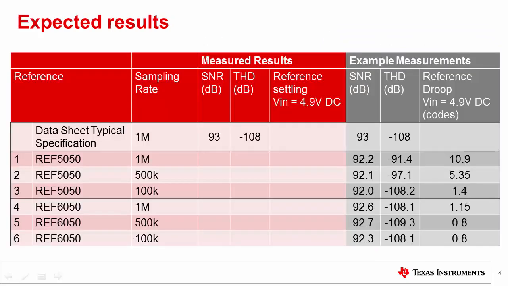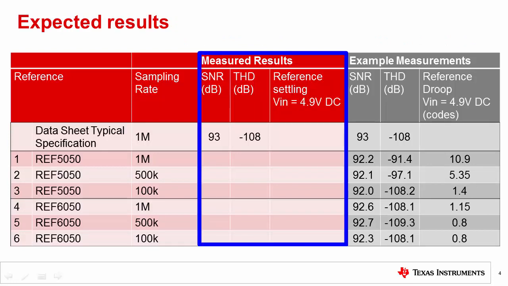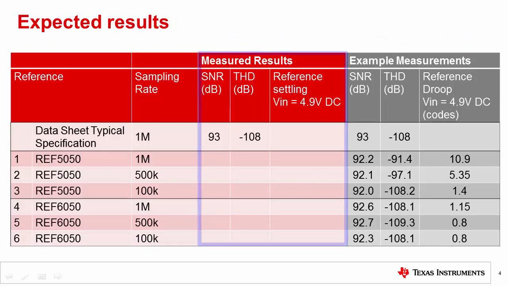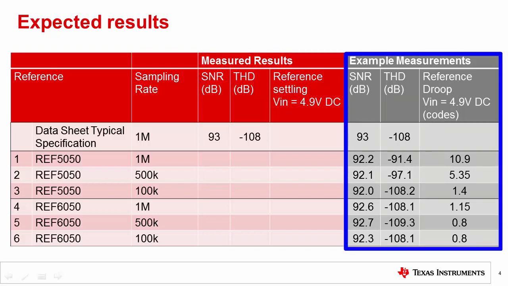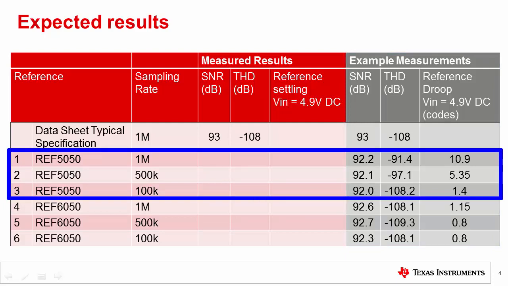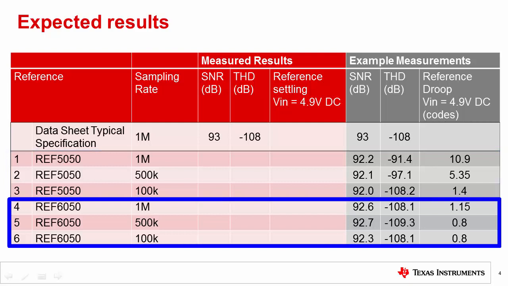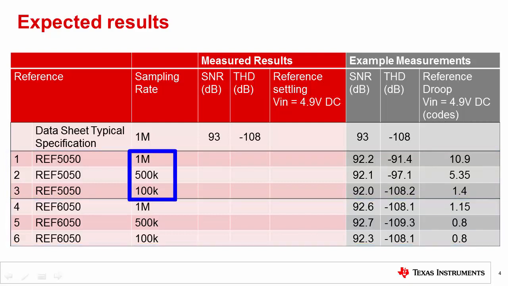Now let's look at a summary of the experiments that we will do. The table summarizes the experiments that we will do throughout this exercise. Your measurements will go under the Measured Results section, and they should be comparable to the example measurements shown at the right. Experiments 1 through 3 are done with the REF5050, and experiments 4 through 6 are done with the REF6050. The experiments will be done at 3 different sampling rates, and you will see that performance is limited at higher sampling rates for the ADC using the REF5050.